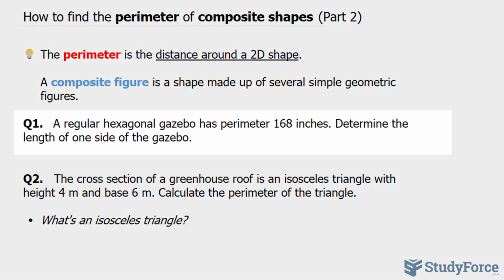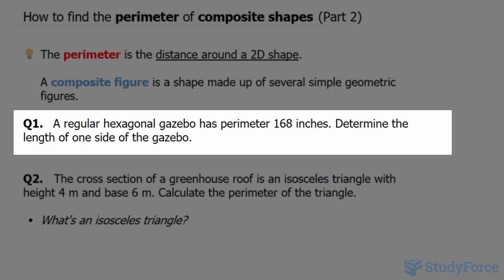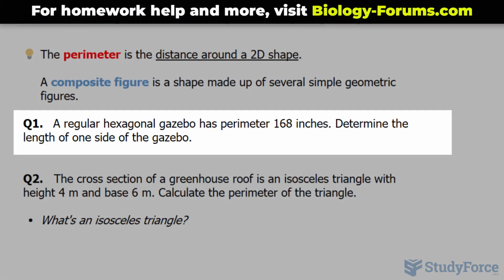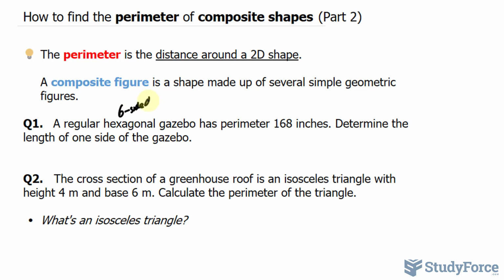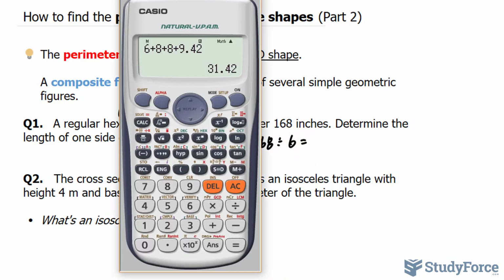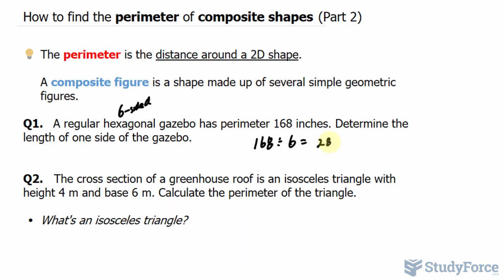Starting with question 1, a regular hexagonal gazebo has a perimeter of 168 inches. Determine the length of one side of the gazebo. So a hexagon is a six-sided shape, and we're told that it's a regular hexagon, meaning that all of the sides are equal. That being said, this is a very simple problem. If we want to determine the length of one side, all we have to do is divide 168 by the total number of sides, and you're good to go. So 168 divided by 6 is equal to exactly 28 inches per each side.